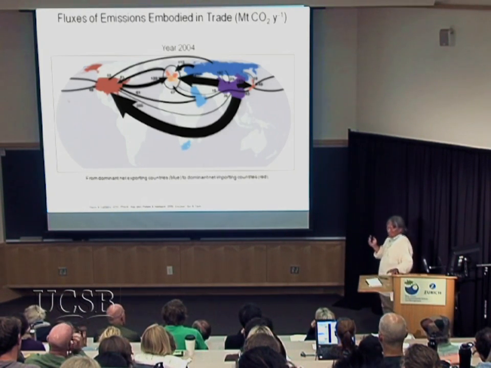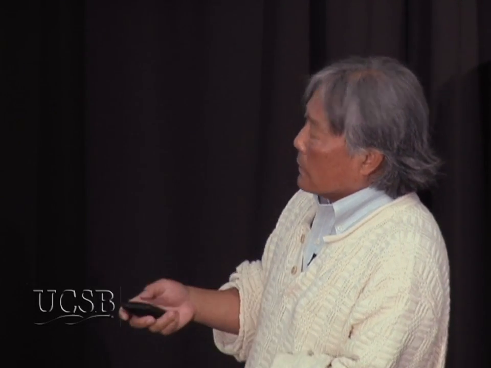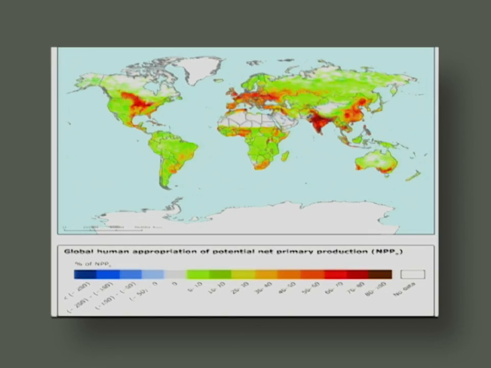And this example of looking at carbon and the role of trade is incorporated into the work that Helmut Haberl and his group out of Vienna is doing. If you're not familiar with that, I'd be happy to share these papers, because he's been quantifying the human appropriation of potential net primary production.